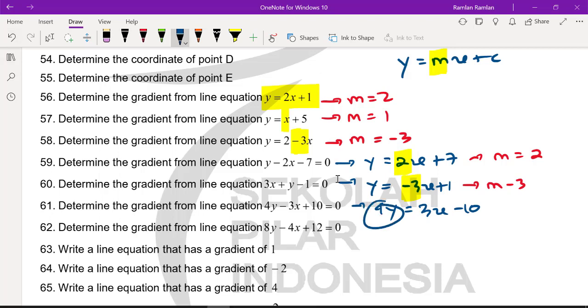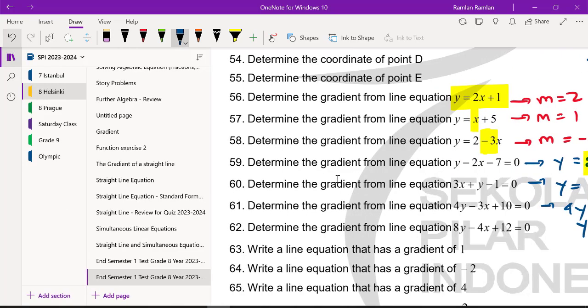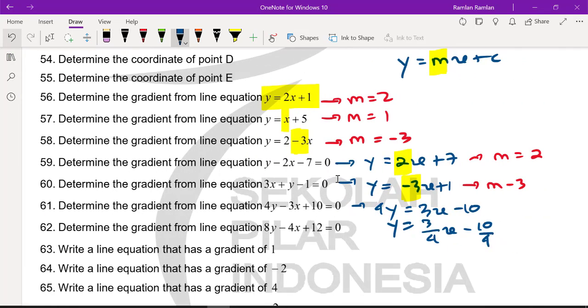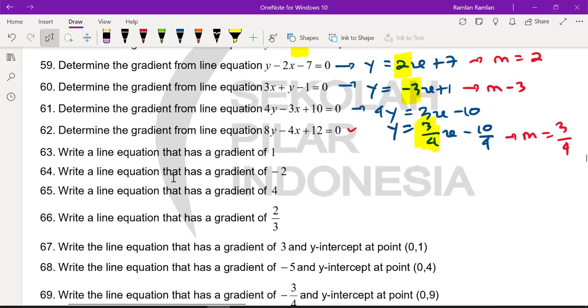Divide this by 4, you get just y. Divide this by 4, you get 3 over 4x. Divide this by 4, you get 10 over 4. You don't need to simplify this one. Just leave it there because we're not looking for the y-intercept. So as you can see, it's this guy here, that 3 over 4, is the gradient of this line. Okay, you can try to do number 62, okay? Number 63 until number 66 is like the easiest question, I think.